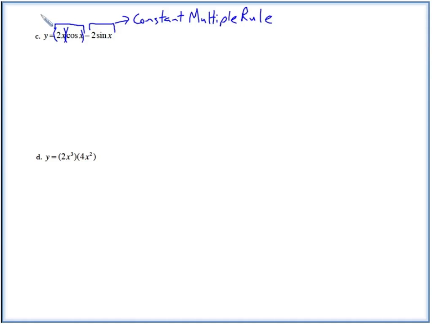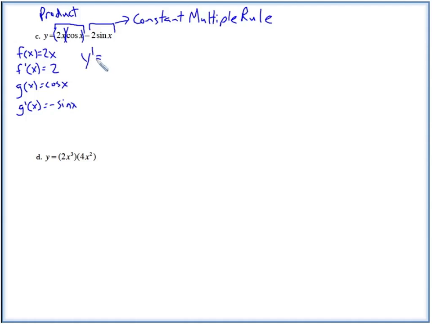Okay, so here we will use the product rule on this part. If we identify our first function as 2x, its derivative is 2, and if we identify the second function as cosine x, its derivative is negative sine x. Okay, so I think we're ready to go here.